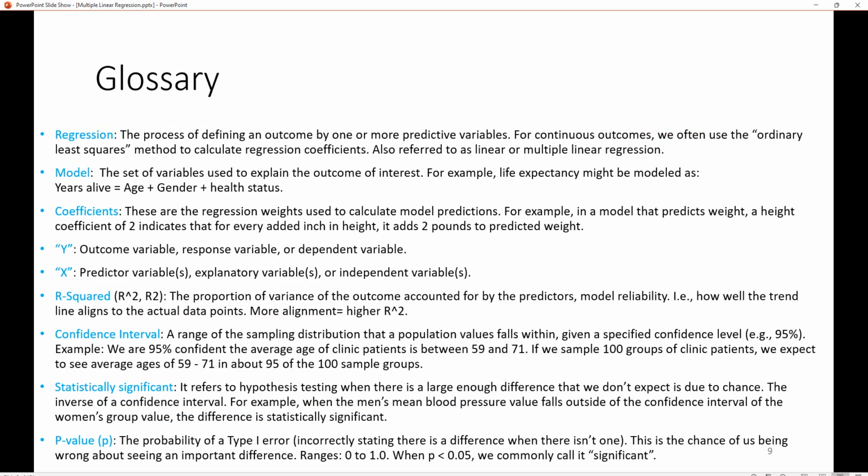I have here a list of terms that I'm going to use routinely, such as y and x. Y is the outcome variable. When I say x, I'm referring to a predictor variable or multiple variables. We also call it an explanatory variable or an independent variable. R squared, statistically significant. I have that here, but I also have it in the appendix. So if you're looking at slides further on down, you can get to it faster by going to the bottom.